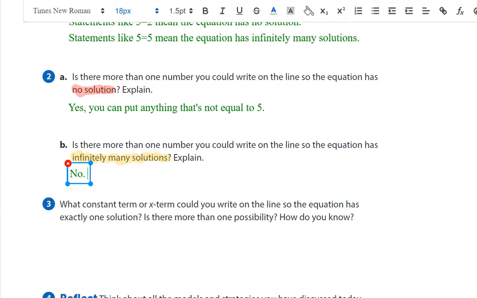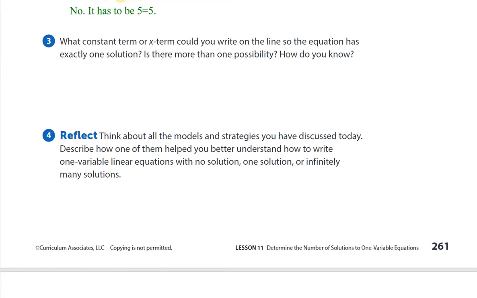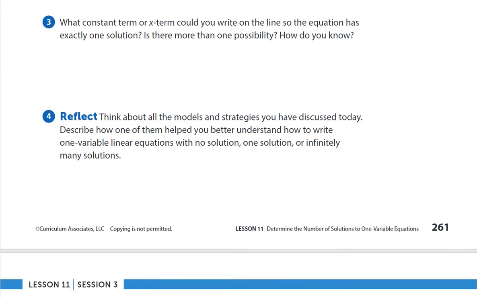No. It has to be 5 equals 5. Although I guess you could put like 2 plus 3? That doesn't really count because that is 5. Okay, number 3. What constant term?